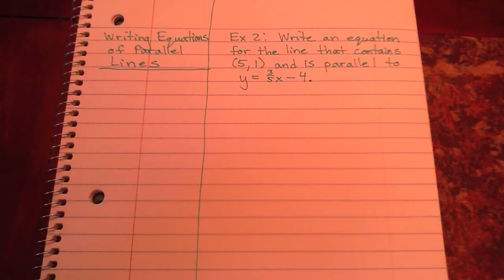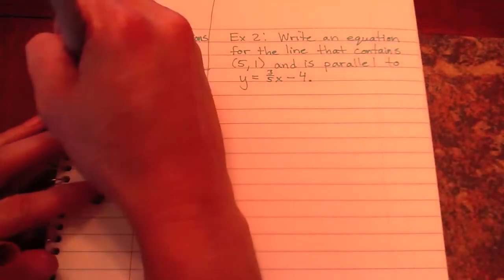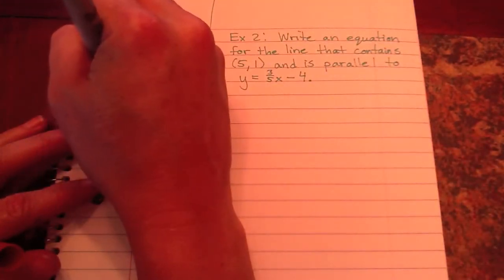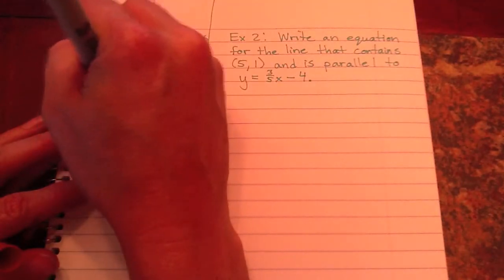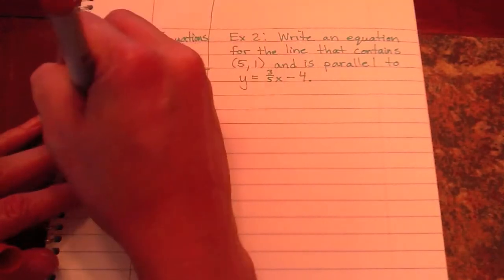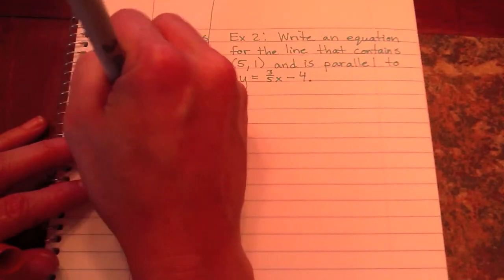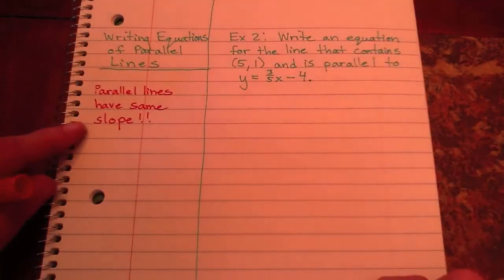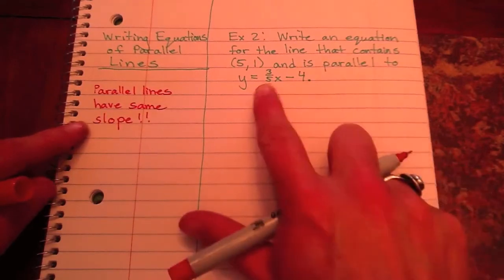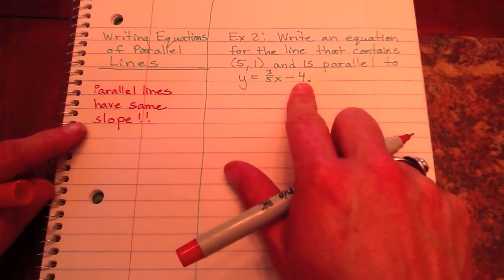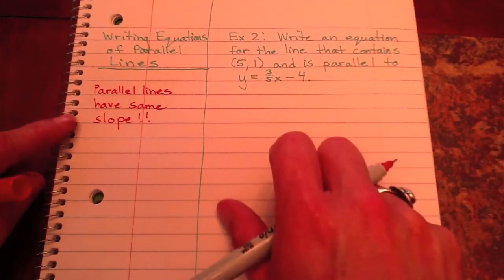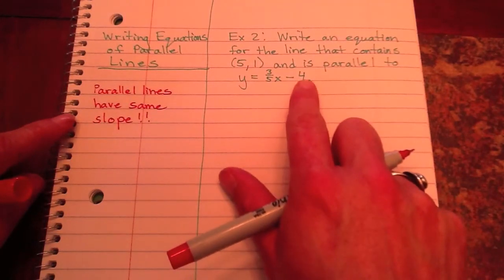So when you're looking at this, your main focus needs to be that you know that parallel lines have the same slope. So again, parallel lines have same slope. And because of that, all you have to do is take the line they gave you. They said your new line is going to be parallel to this line. Well, if it's parallel, I already know my m. The only thing I don't know is my b.